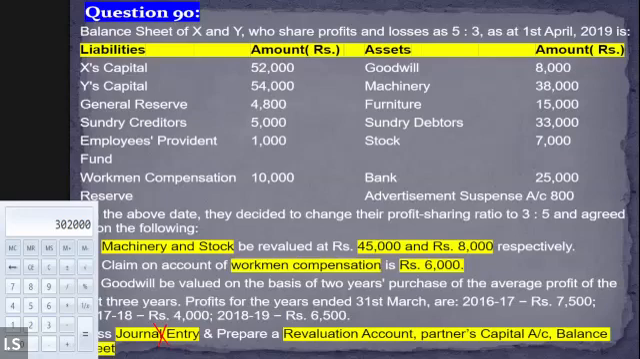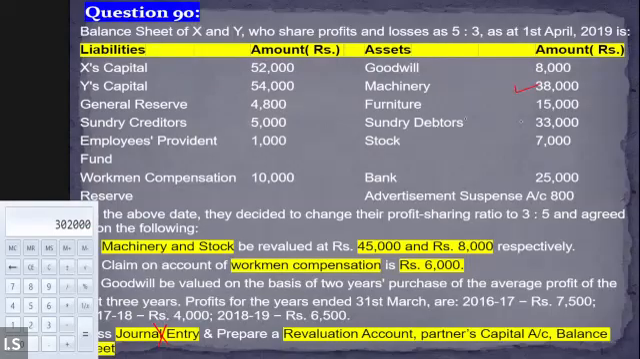So the first information is about the revaluation. The value of the machinery is increasing and the value of the stock is also increasing. The value of the machinery is 45,000. That means the value of the machinery has increased by 7,000. And then the value of the stock is also revalued to 8,000. That means there is an increase in the value of the stock by 1,000.